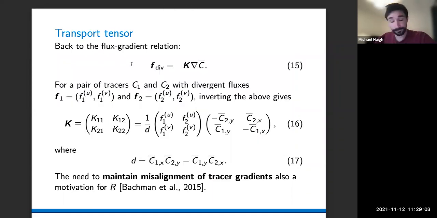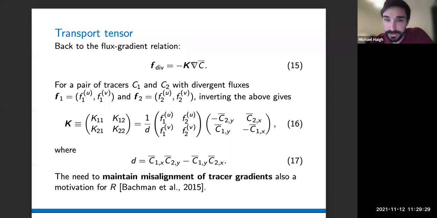Now what we're really interested in is the role that mesoscale eddies play in forcing that large scale tracer evolution. So I'll come back to the flux gradient relation. This is just the same as it was written down before, but instead of the eddy tracer flux, I've got its divergent part. But what I'm going to do going forwards is just continue to refer to this as the eddy tracer flux just for brevity.